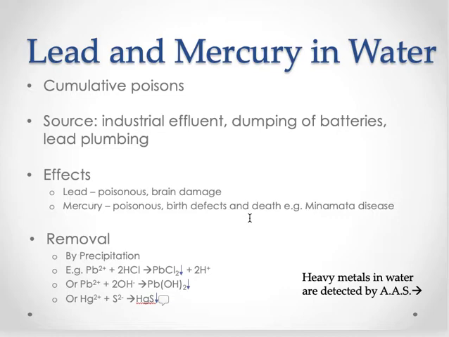So how do you remove these heavy metals from water? Well, the method of removal is by precipitation, and here we have a few examples of that. If you add hydrochloric acid, it will precipitate your lead as lead chloride, which is insoluble in water. Or if you add calcium hydroxide, the lead will replace the calcium and you'll get lead hydroxide, which is also insoluble. Or if you want to get rid of the mercury, then you need to add some sulfide ions, and those sulfide ions will again form a precipitate of mercury sulfide with your mercury.